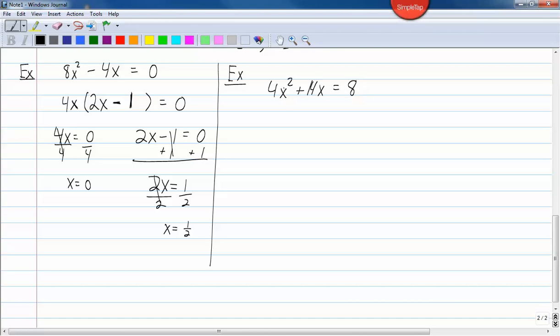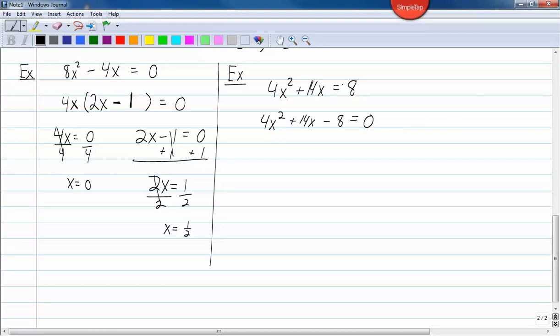Alright, so the first thing that you have to do to solve by factoring is to make sure that everything is on the same side of the equation. If it's not, you need to move it all over and set it equal to 0. The zero product principle doesn't work if you have it set to a constant. It has to be set equal to 0. So if I move my 8 over, I'll have 4x squared plus 14x minus 8 equals 0.